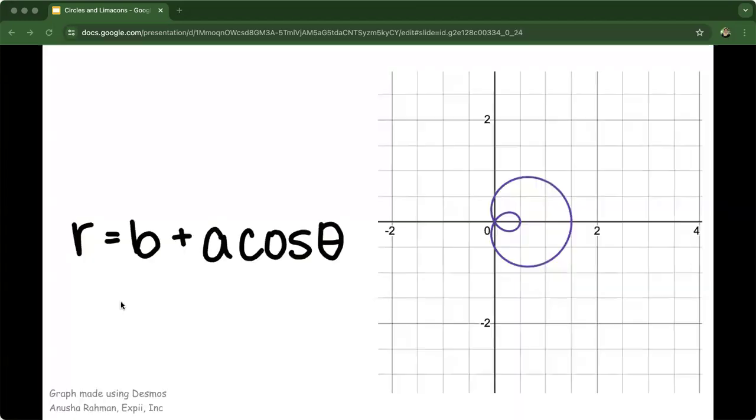Limaçons. Limaçons are fascinating mathematical curves that resemble snail shells. Limaçon is derived from the French word for snail. Here is the polar equation for a limaçon.